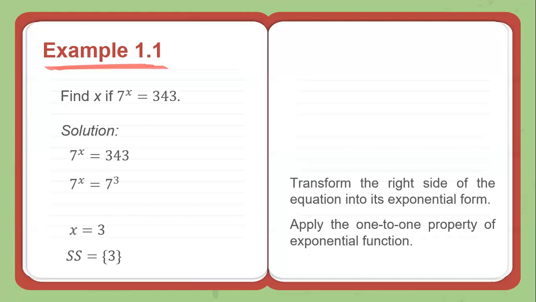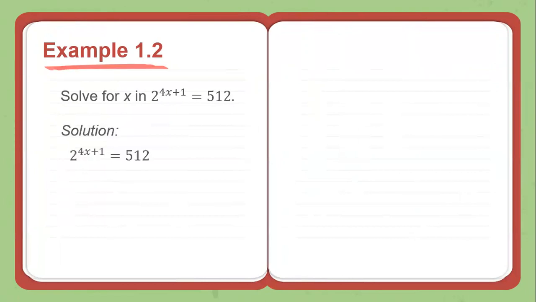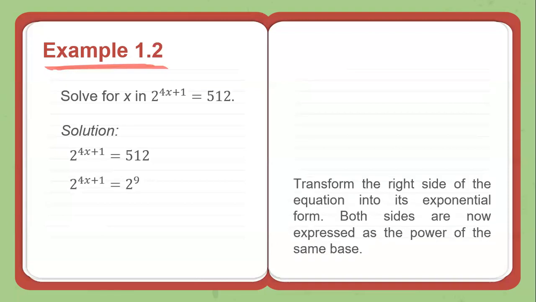The first example is quite easy for you. Let's complicate things a little. Next example, we have this problem. Solve for x in 2 raised to 4x plus 1 is equal to 512. Again, class, 512 can be expressed as the power of 2. Specifically, it's 2 raised to 9.